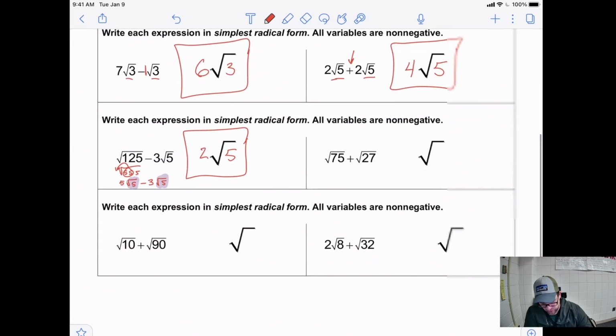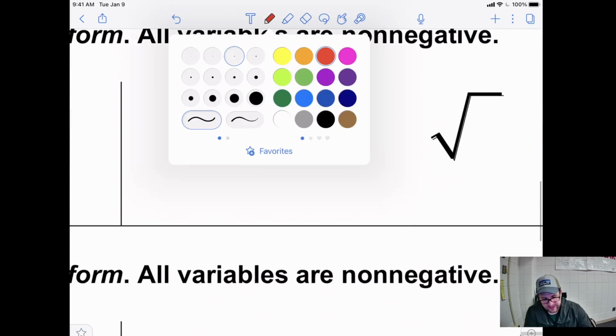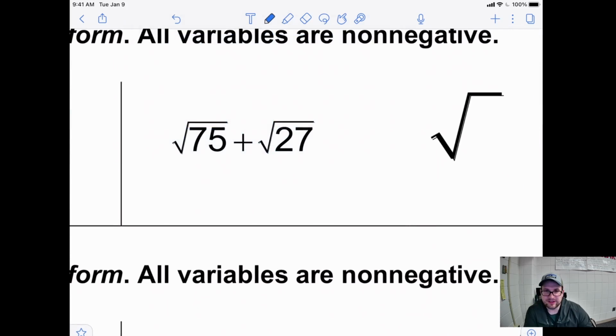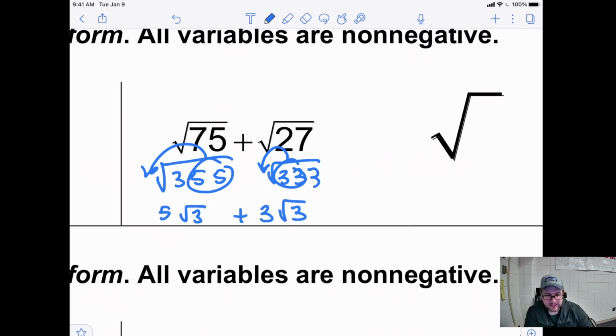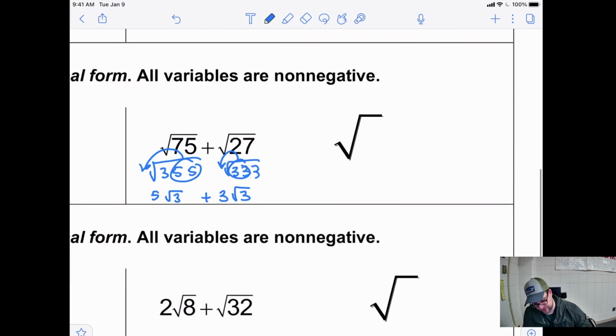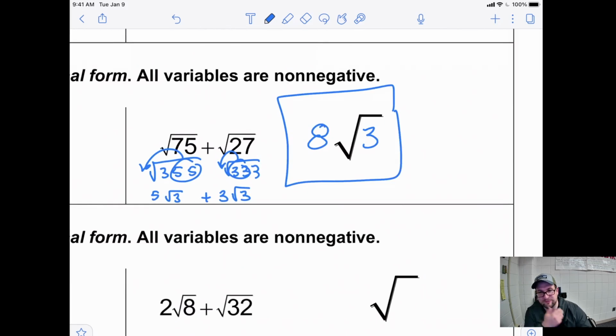Let's keep rolling with this. We are doing well right now. Simplify and break these down using prime factorization like we've done a million times before. 75 is going to be 3 times 5 times 5, and 27 is 3 times 3 times 3. Pull out a 5, pull out a 3. You're going to get 5 square roots of 3 plus 3 square roots of 3. Again, we got like radicals. We can add them. 5 square roots of 3 plus 3 square roots of 3 is going to give us a big old 8 square root of 3.